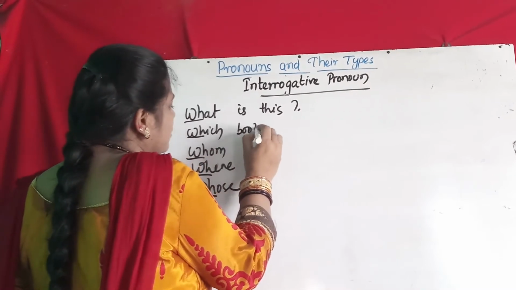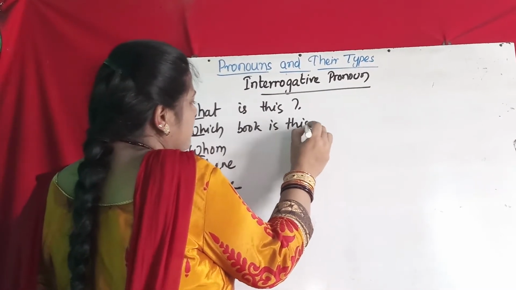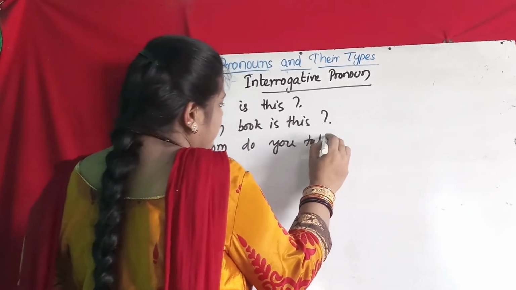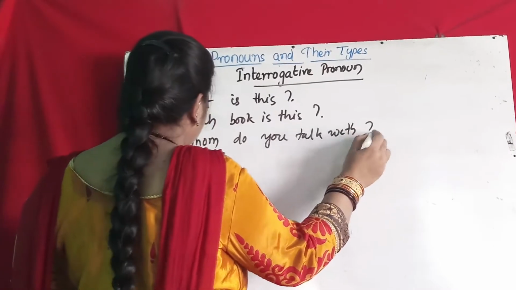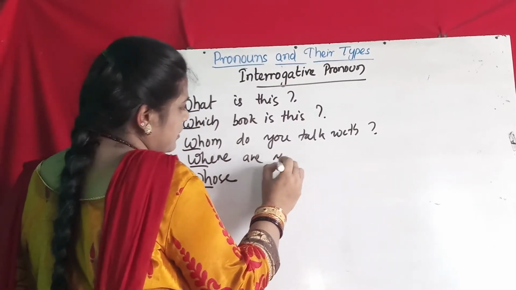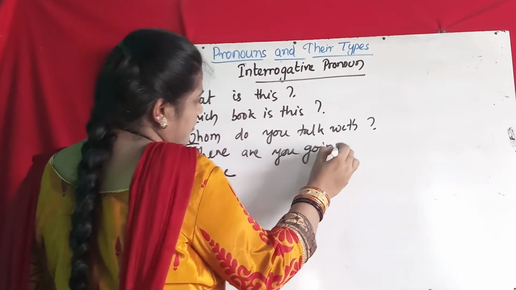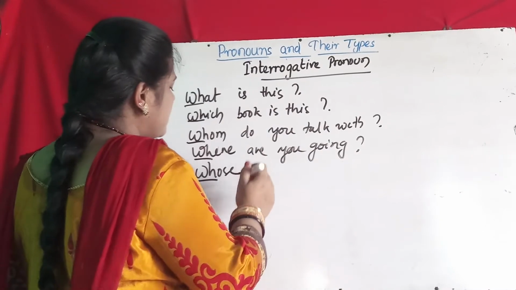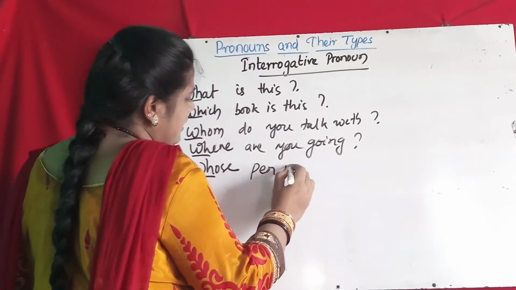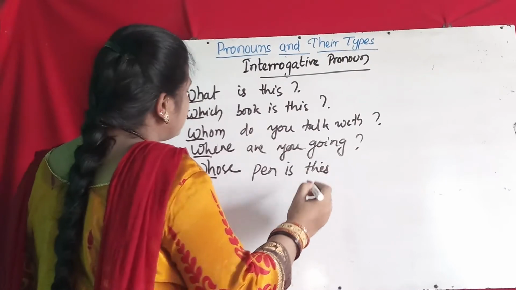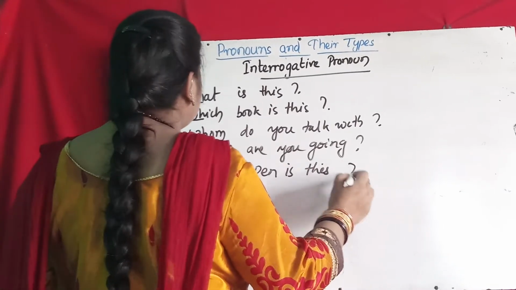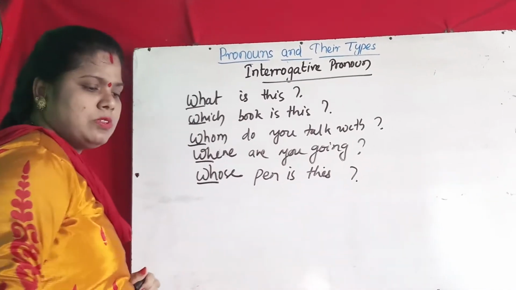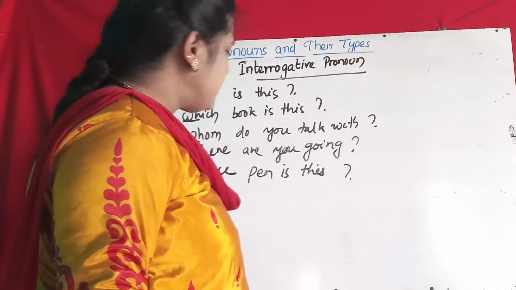Suppose, what is this question? Which book is this? You can make different sentences. Whom do you talk with? Where are you going? Then, whose pen is this? So you can make different types of interrogative pronoun sentences.